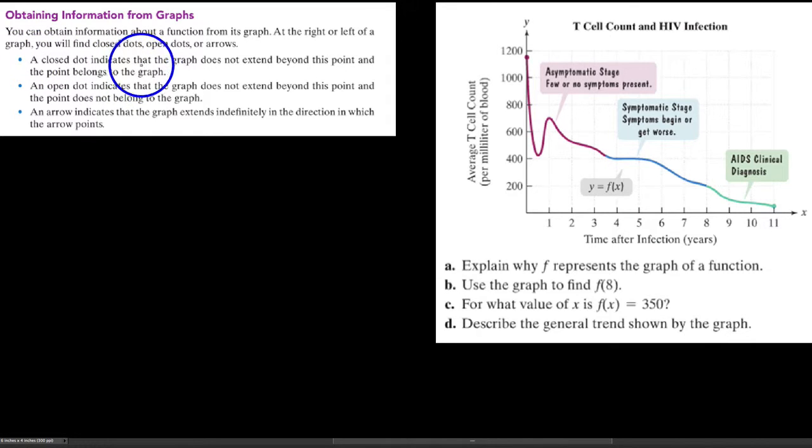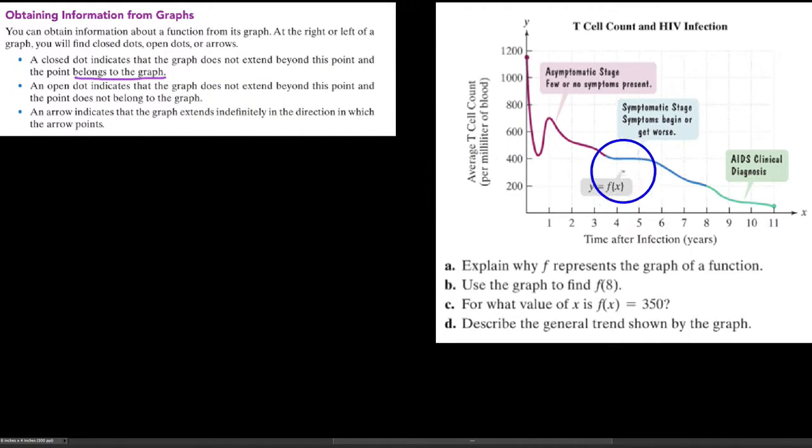A closed dot indicates that the graph does not extend beyond this point and that the point belongs to the graph. So the difference between a closed and an open dot will be this. The point belongs to the graph, where an open dot is going to indicate that the graph also doesn't extend beyond that point, but also that that point does not belong to the graph.